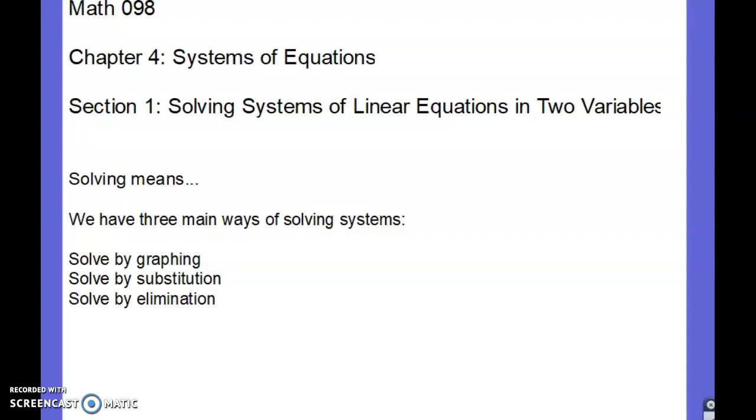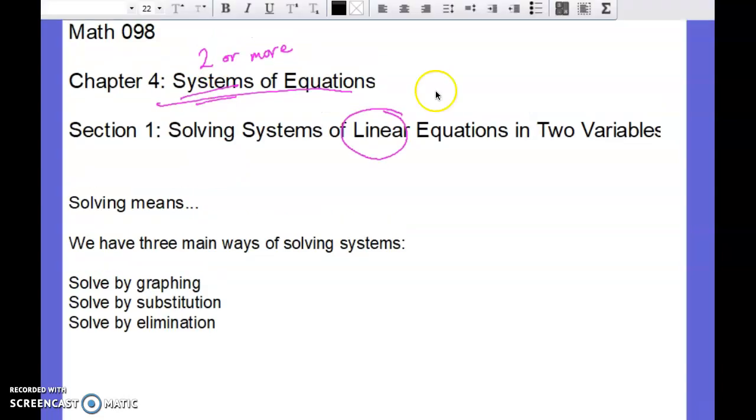As we begin Math 098, Chapter 4, Systems of Equations, we're going to start with solving linear equations. So that means we're going to solve two lines. A system is two or more. And what we're going to do is find a value for the equations that make both, or all, of the equations true.